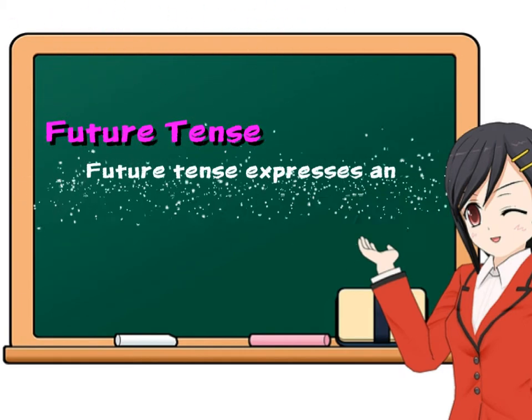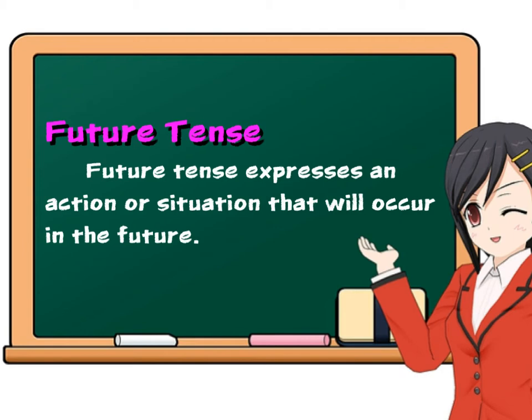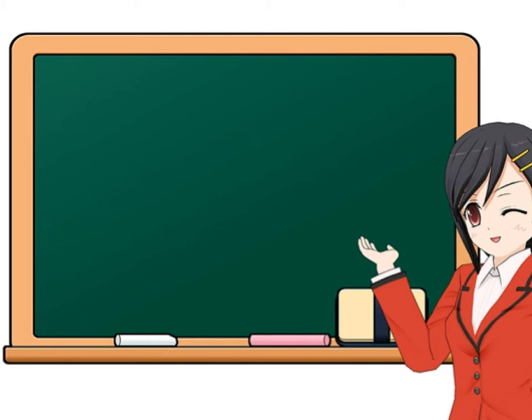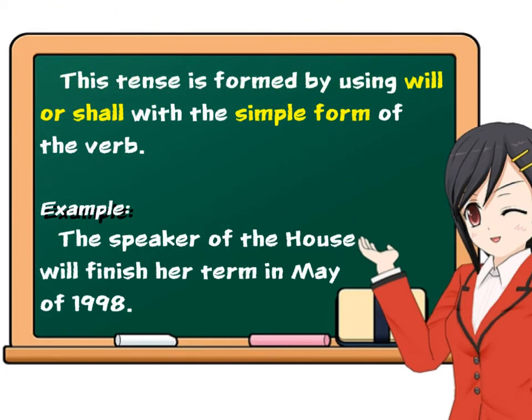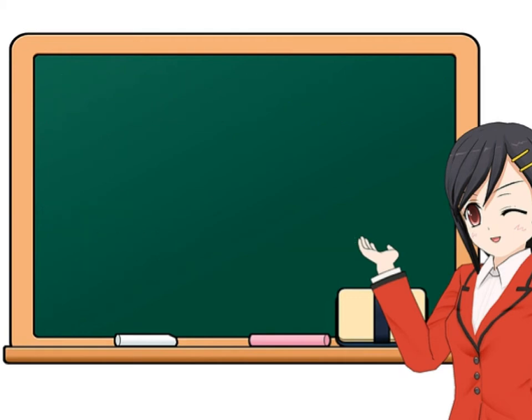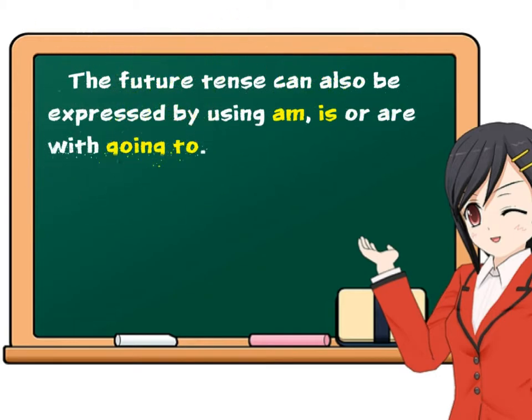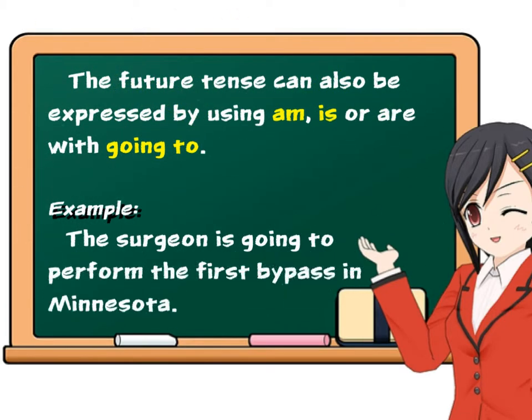Future tense. Future tense expresses an action or situation that will occur in the future. This tense is formed by using will or shall with the simple form of the verb. Example, the Speaker of the House will finish her term in May of 1998. The future tense can also be expressed by using is or are with going to. Example, the surgeon is going to perform the first bypass in Minnesota.